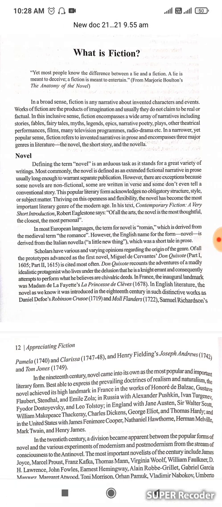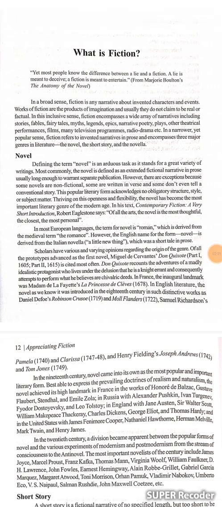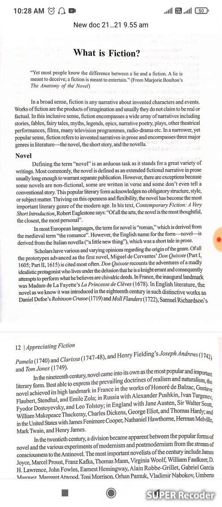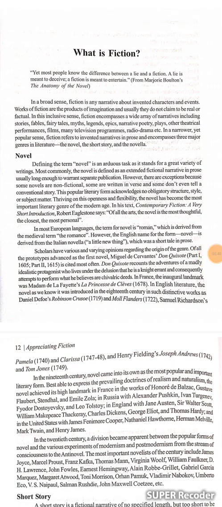So fiction is the product of imagination. It is the narration about invented events and characters, and in a very broad sense, fiction includes every form of writing. It can be a radio drama, a television program, myths, legends, epics, narrative poetry, etc. But in a very popular sense, fiction refers to novels, short stories, and novella. So in today's class, let us analyze what is a novel.